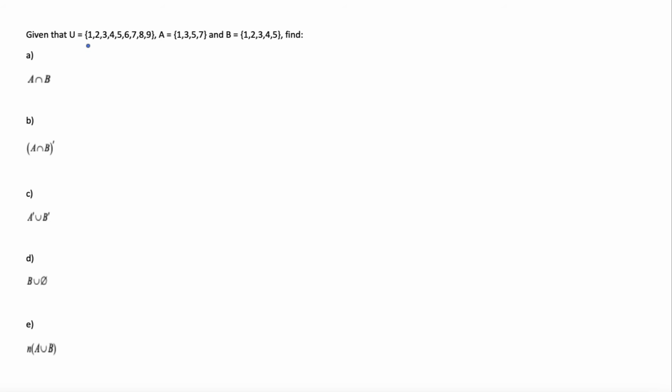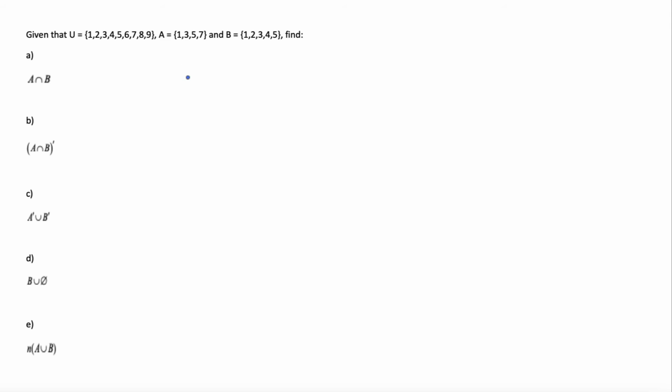Given that the universe is this set of 9 elements, the numbers 1, 2, 3, 4, 5, 6, 7, 8, 9, and the set A consists of the elements 1, 3, 5, and 7, and the set B consists of these elements 1, 2, 3, 4, 5, we want to answer the following questions here.